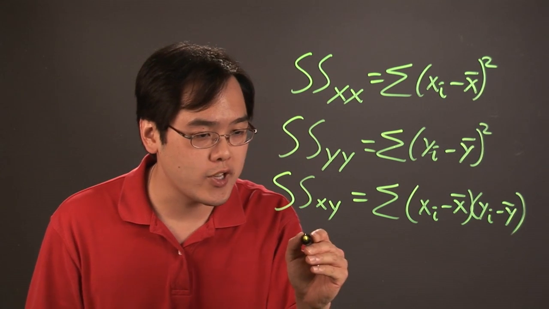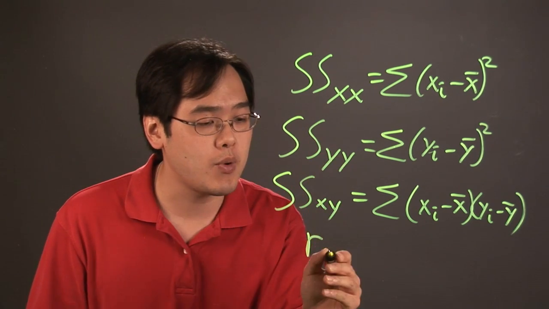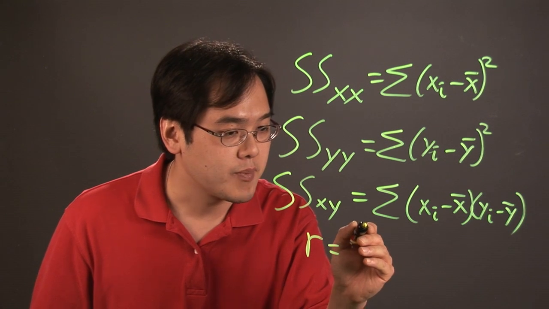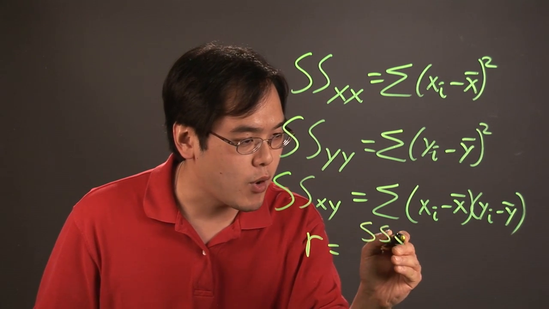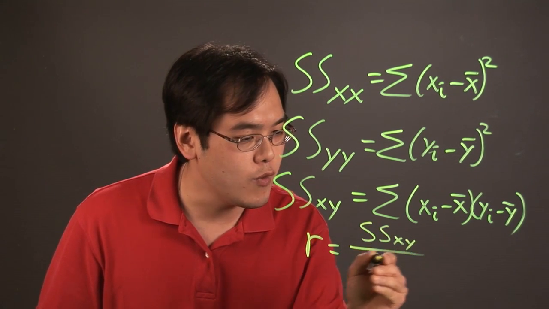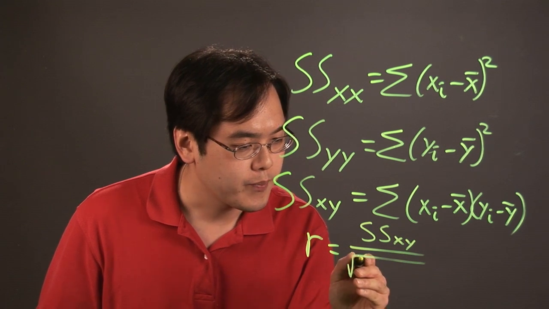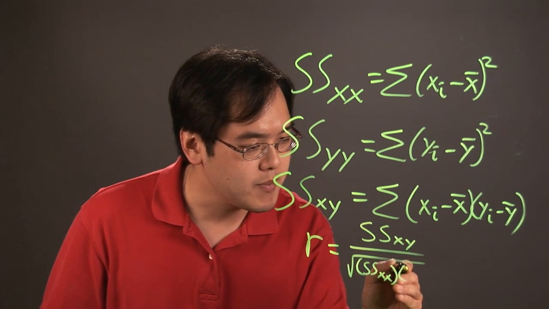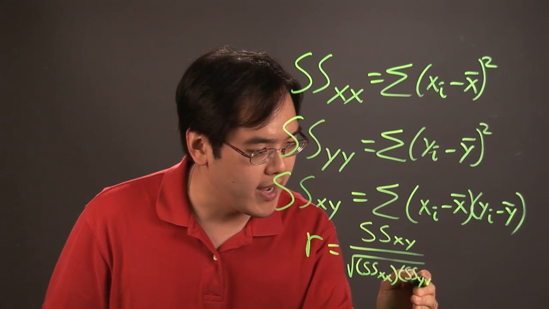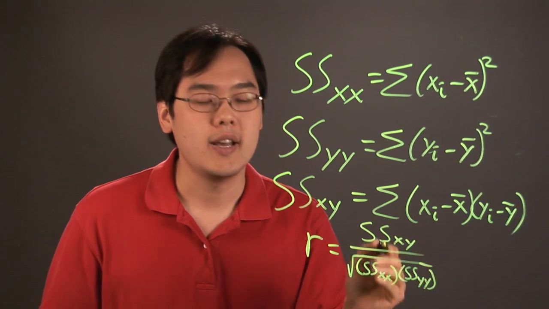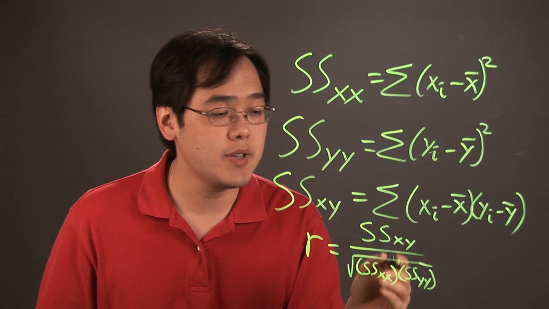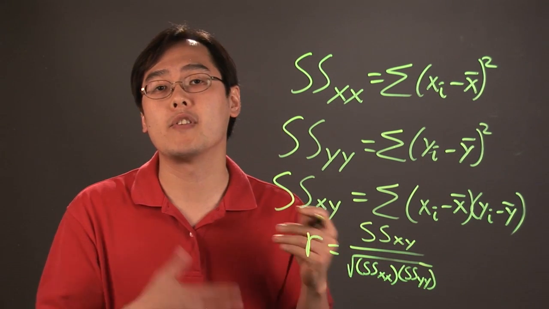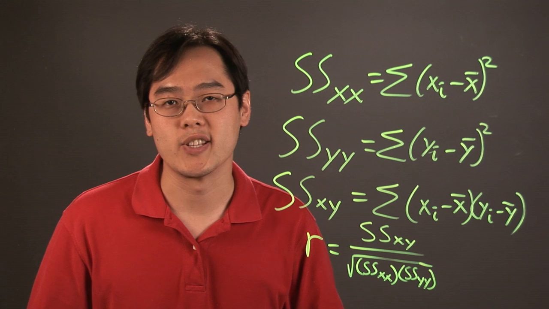Now, the formula for the correlation coefficient is simply this. It uses all three of these. Remember, the correlation coefficient is r, and it's whatever number you get for the cross product, SSxy, over the square root of the number that you get from SSxx times SSyy. This seems very imposing, but keep in mind that this is a number, this is a number, and this is a number, and whatever number you get is going to be your correlation coefficient.